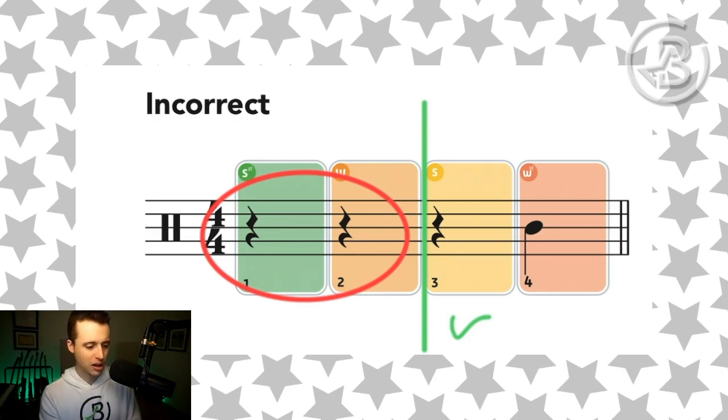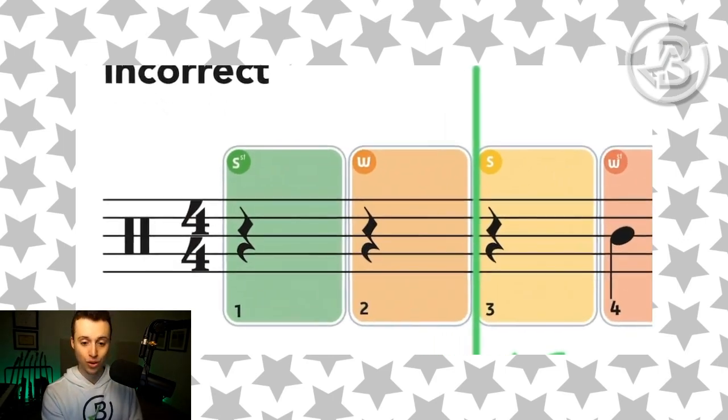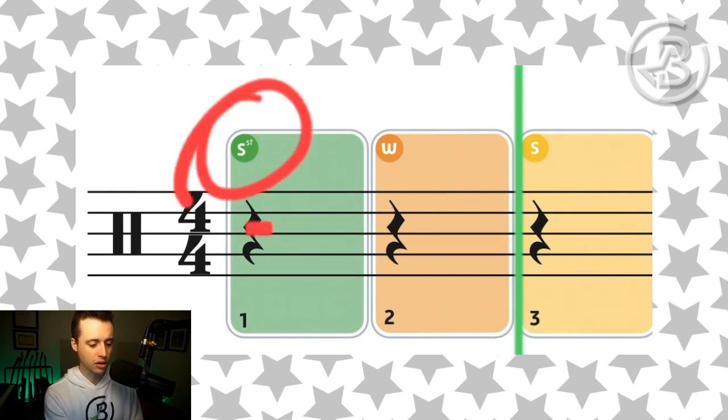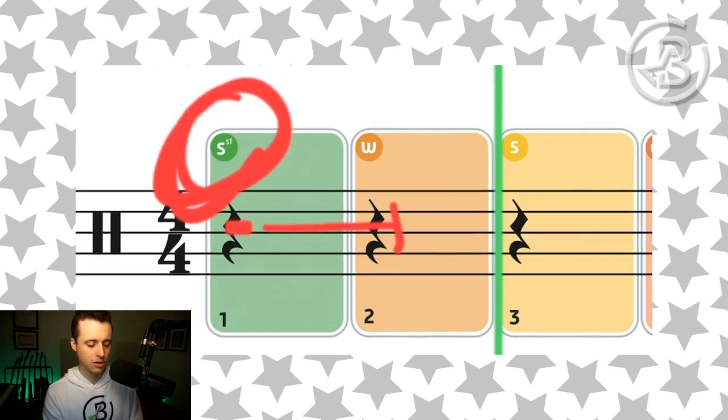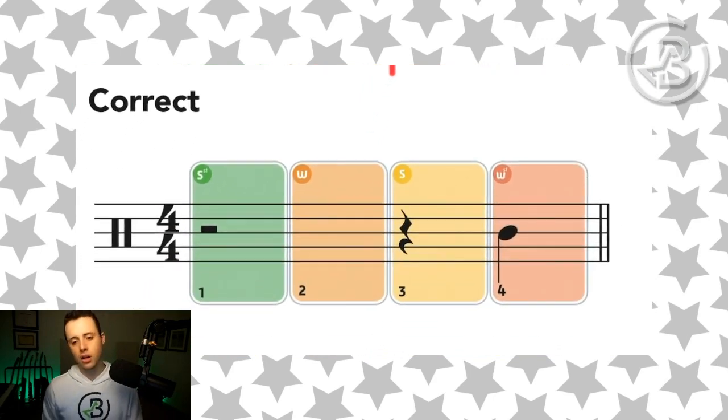And sure enough, because we have this strongest beat here, it's okay, rest rule number 1, it's okay to have rests that last into other beats if they start on strong beats. Let's go look at the correct one. Sure enough, we have a half rest lasting for 2 beats, and it's okay for the half rest to be there because it's starting on a strong beat, and the half rest is not starting on a weak beat.